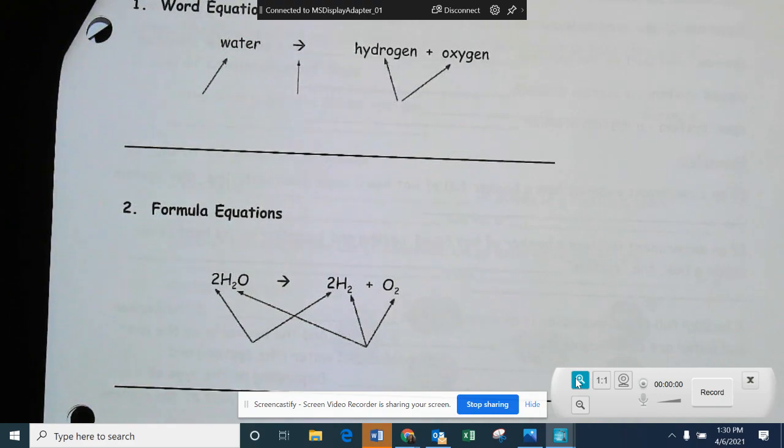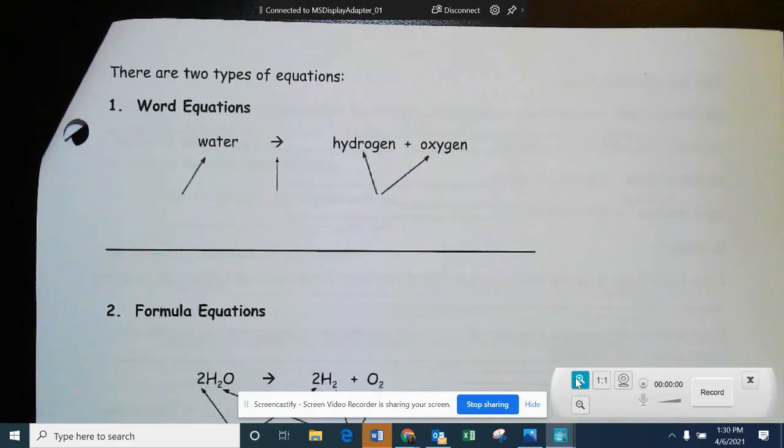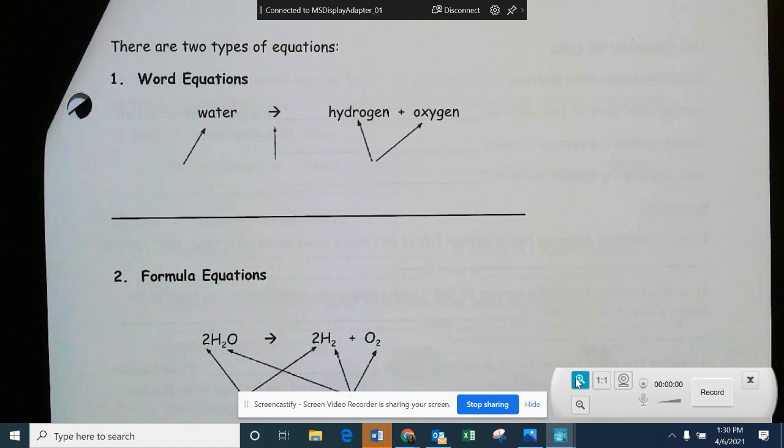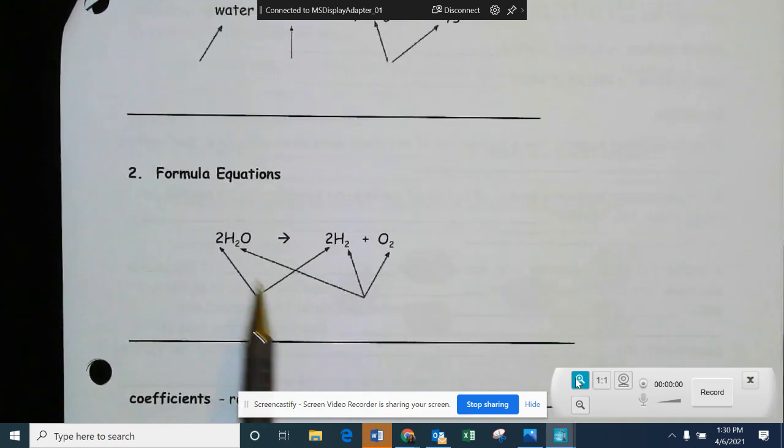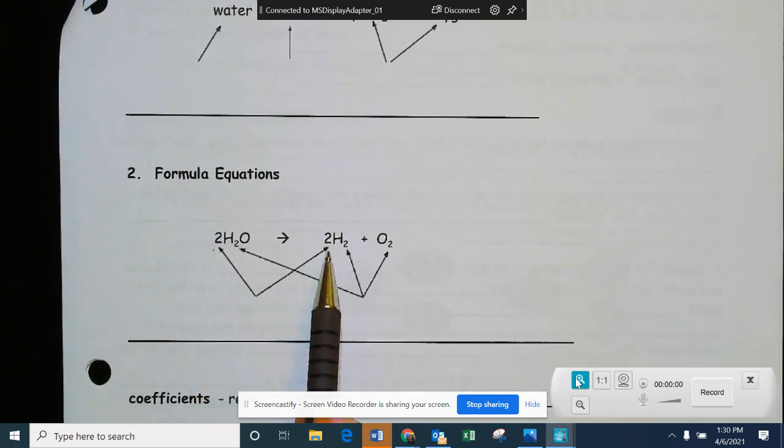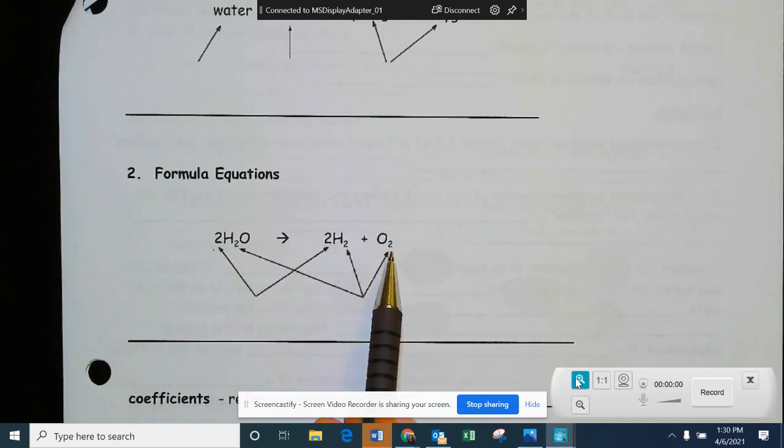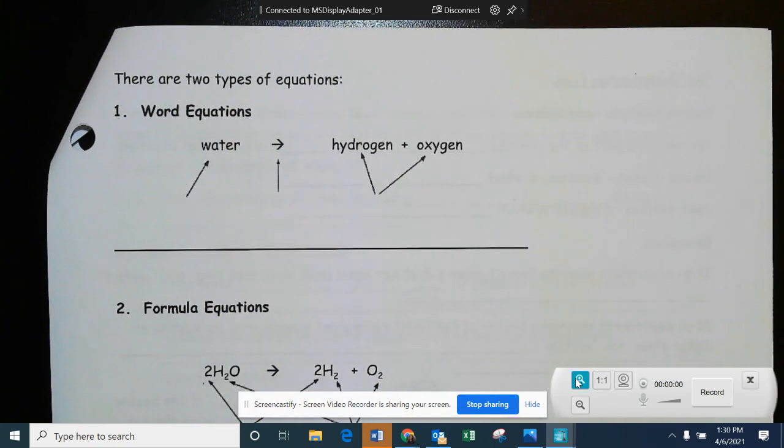Okay, two types of equations. Word equations and formula equations. So what you're probably more familiar with from grade 10, depending on what you did and who you had, is probably formula equations where you're seeing like H2O goes to H2 and O2. But there's also word equations, which are really important to be able to determine. This is why we've spent so much time on naming and practicing that.